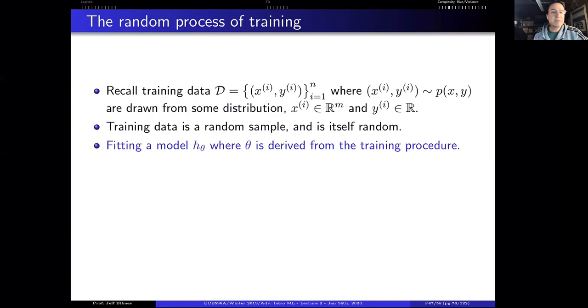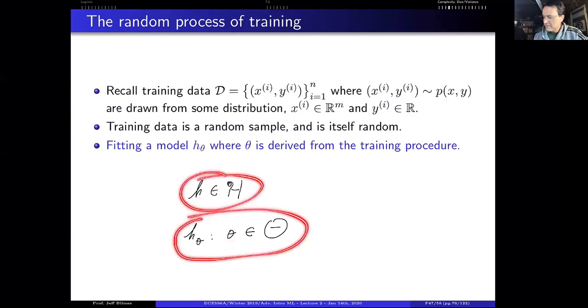And then once we've got this training set, we're fitting a model, h sub theta. Right now we're parameterizing the model using theta. Sometimes we talk about h in H, and other times we talk about h_theta with theta in some parameter space Theta. It's kind of the same thing, except here we're talking about the parameters of the model, and here we're talking about the model itself. There's not really any difference between this and this other than notationally.